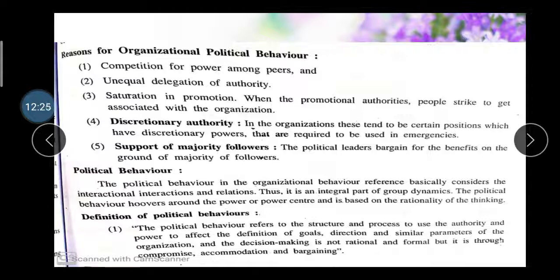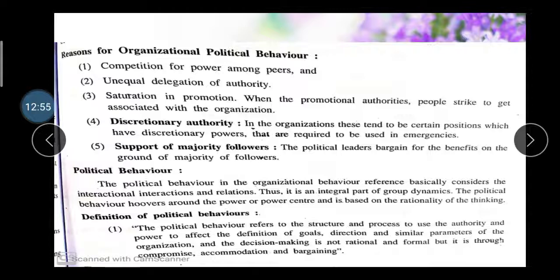Then support of the majority followers. The political leader bargains for benefit on the ground of the majority followers. You should know about that. Sometimes, if an election comes, you have to know that various types of leaders do this type of activity, they do the bargaining. We will provide you this type of facility, then you have to give a vote to us, right? So various types of power and political behavior, there are reasons for that.